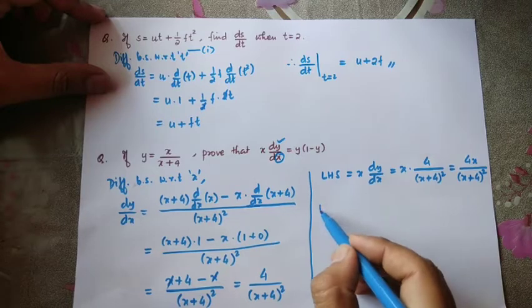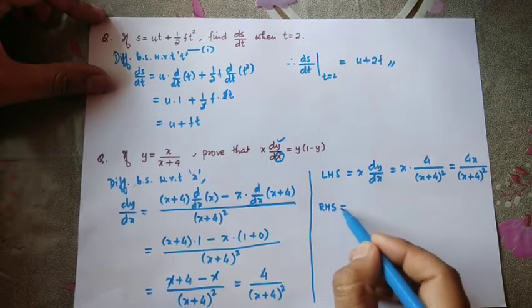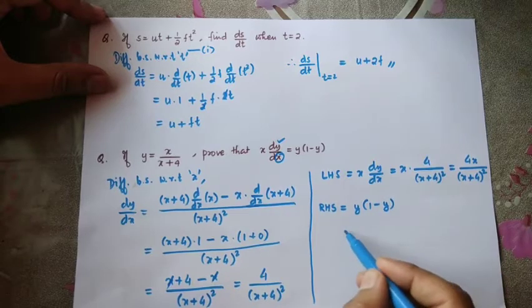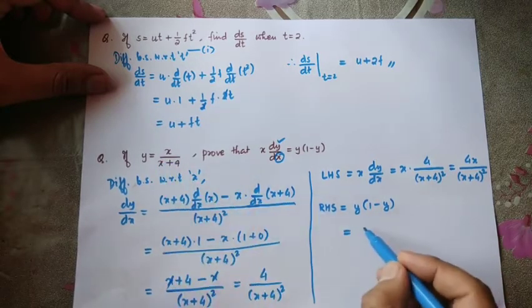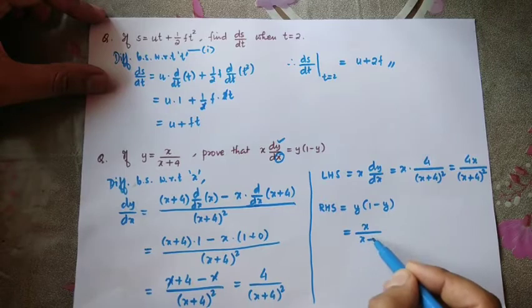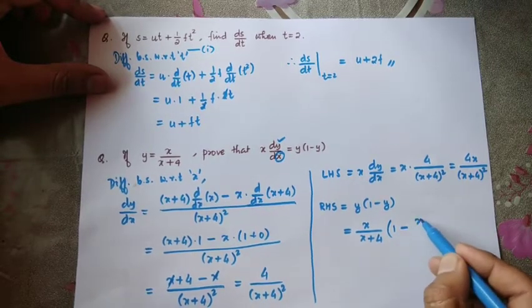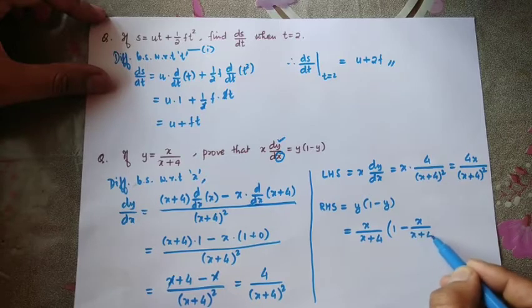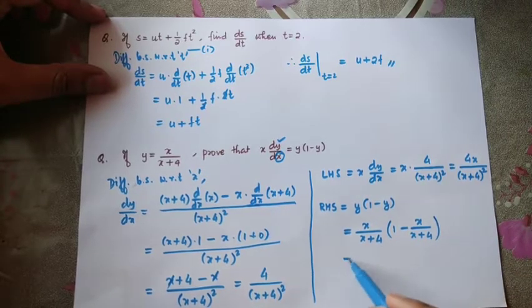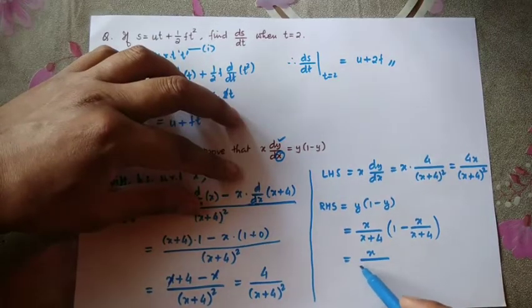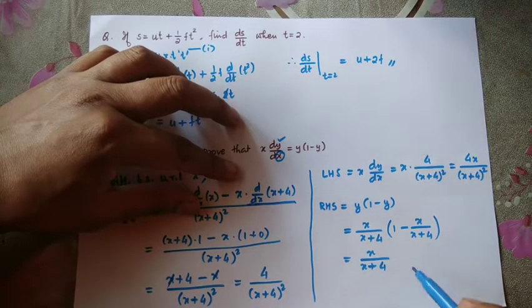Now similarly, let's find my right hand side. The right hand side contains y into 1 minus y. Let us put the value of y. From here, y is equal to x by x plus 4, so 1 minus y is 1 minus x by x plus 4. Simplify this further.